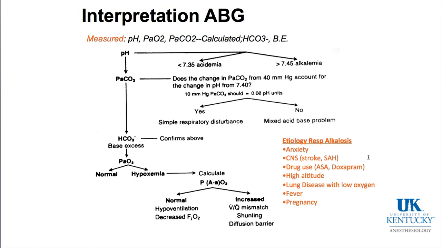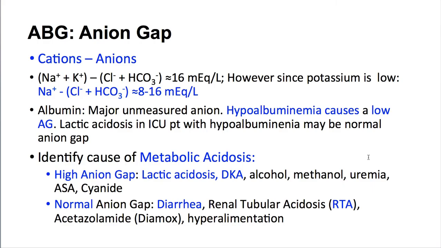There's a key word related to respiratory alkalosis and what can cause it. Well, anxiety, a patient breathing rapidly, stroke, subarachnoid hemorrhage, aspirin, stimulants of the sympathetic nervous system like doxapram, which aren't used anymore to any great extent, high altitude where the inspired FiO2 is low and the response of the carotid body is stimulation of hyperventilation, lung disease when you have a low PaO2 in your body, your carotid body senses it and you hyperventilate, fever, and pregnancy.